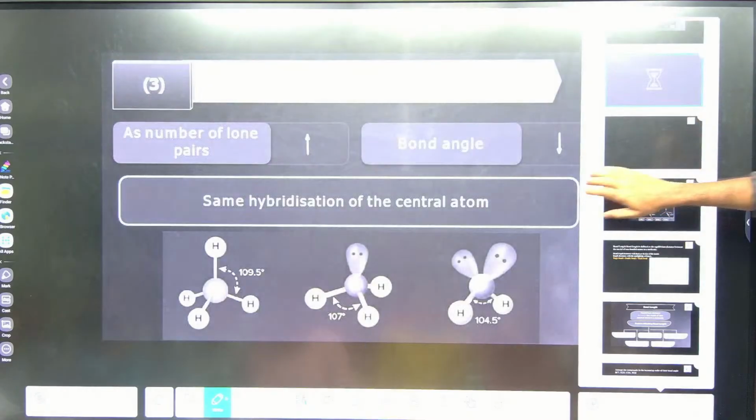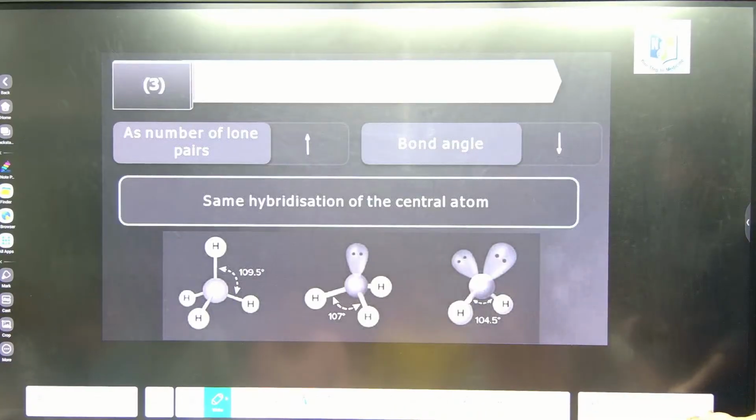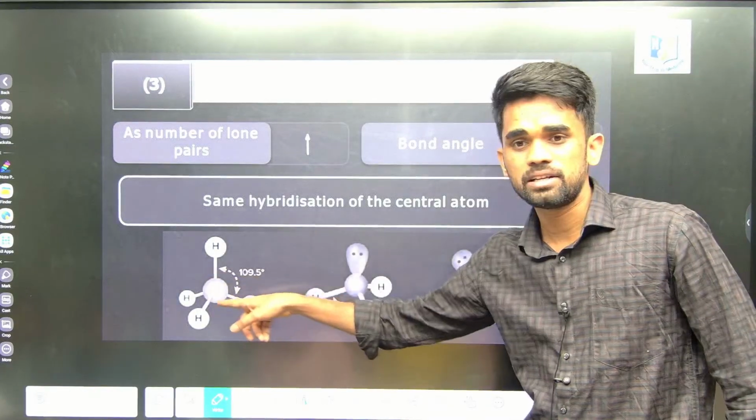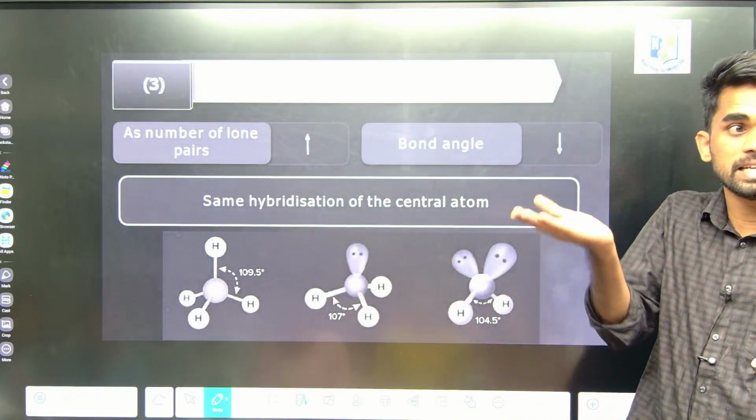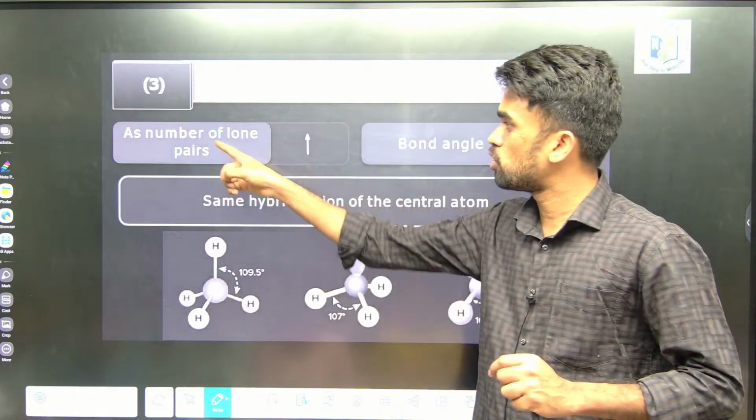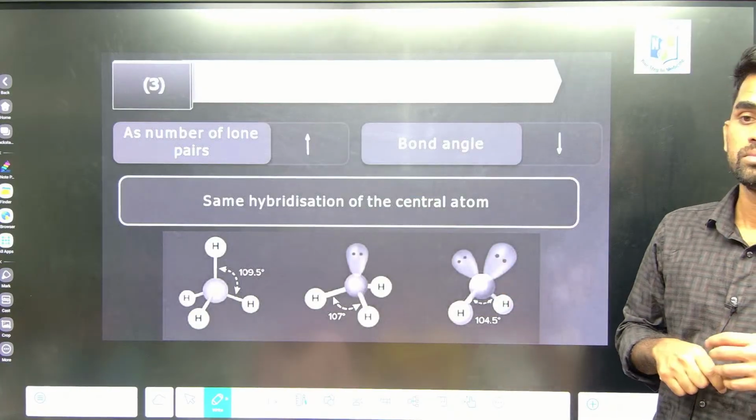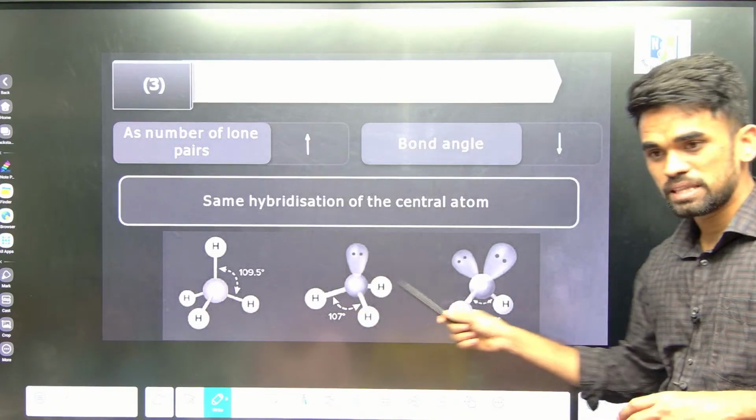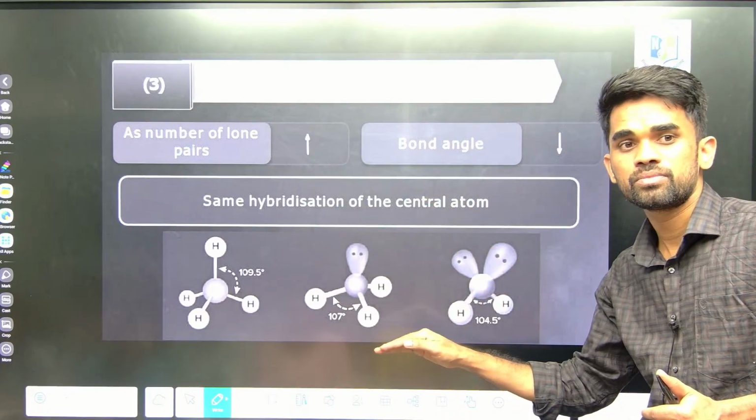Okay. So this story we discussed: 109, 107, 104.5 in methane, ammonia and water molecules. This is done. Okay, look at this. There is a relation now. Do we have any lone pairs here? No. Here, 2 lone pairs. As the number of lone pairs increases, the bond angle decreases for a same hybridized central atom. All of them have the same hybridization now, sp3 only. So with the same hybridization, the more the number of lone pairs, the lower will be the bond angle. That's it. Okay. Next one.